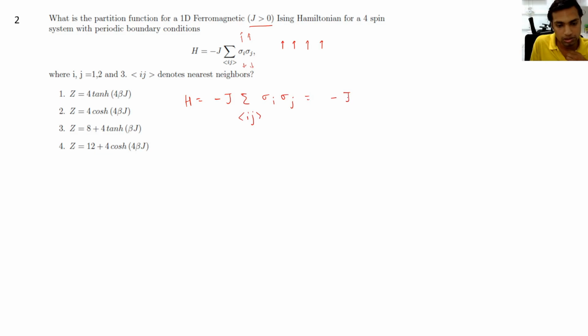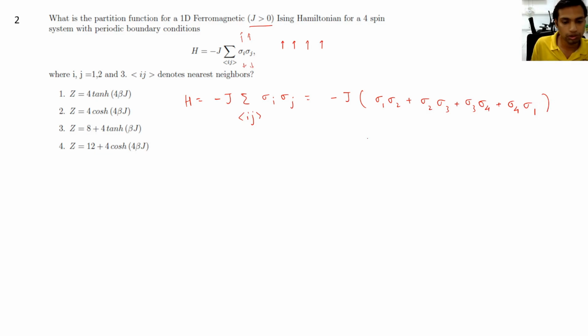So it is minus J times sigma 1 sigma 2 plus, so this angular bracket represents nearest neighbor interactions, sigma 2 sigma 3 plus sigma 3 sigma 4 plus sigma 4, and since it is a periodic boundary condition, the nearest neighbors of 4 are sigma 3 and sigma 1. So this is your required Hamiltonian.